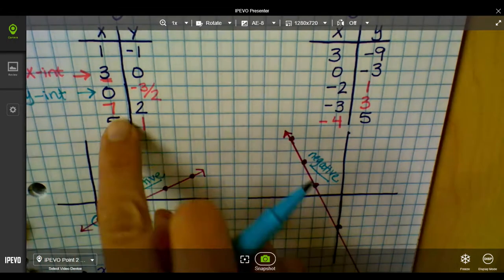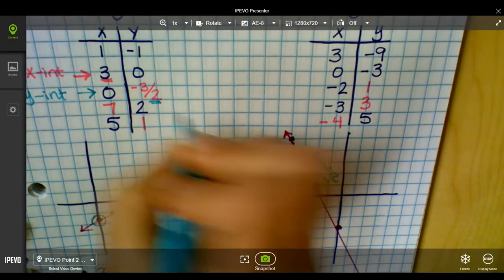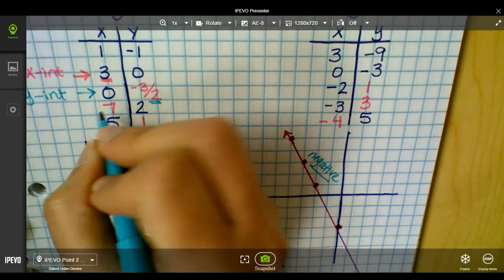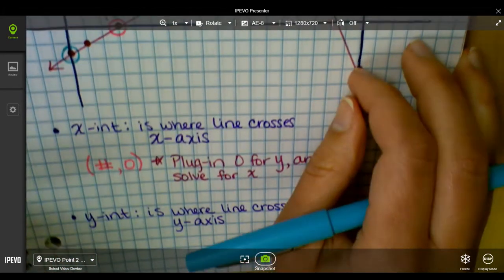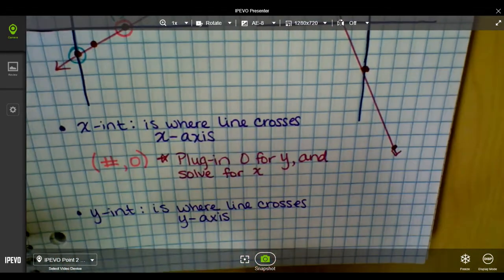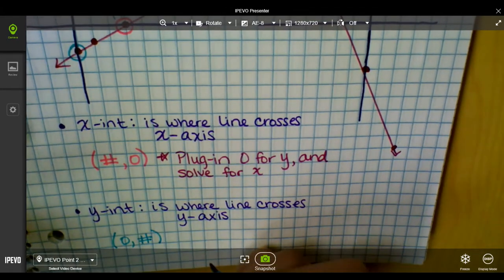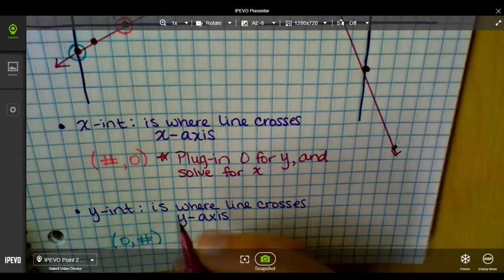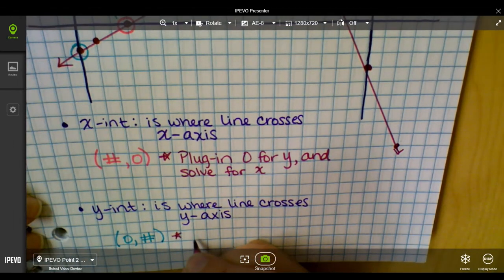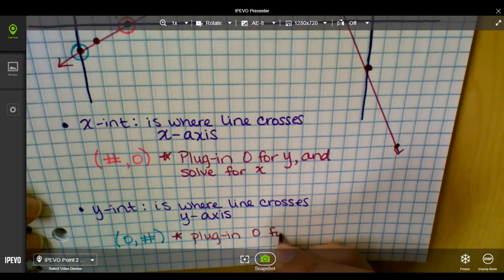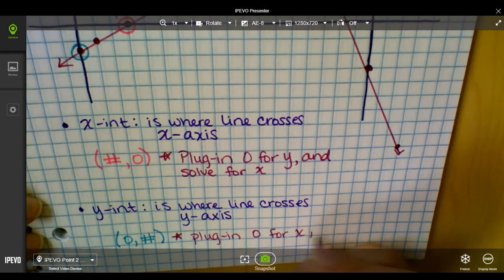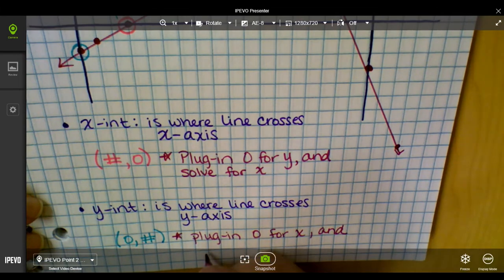So notice how everything's just backwards. Now my value is in the y spot when my x is 0. So your x-intercept has a number in the x spot. Your y-intercept is going to have a number in your y spot. And then the other one is 0. And then again, still the same exact method to solve. Plug in 0 for x this time and solve for y.